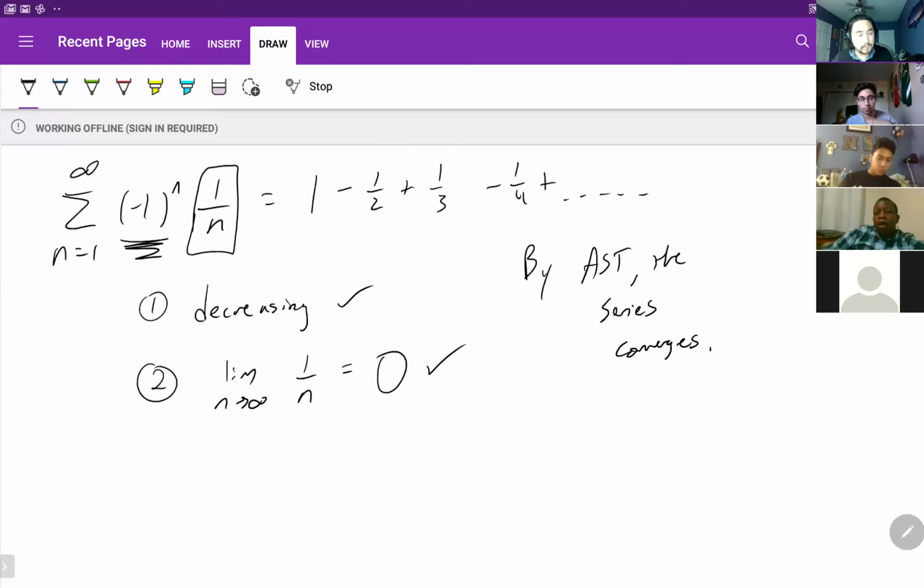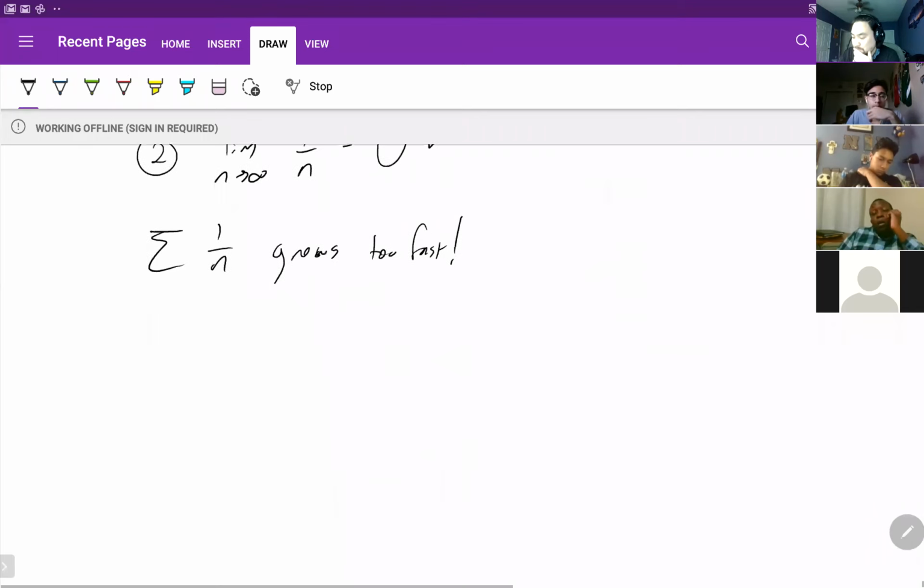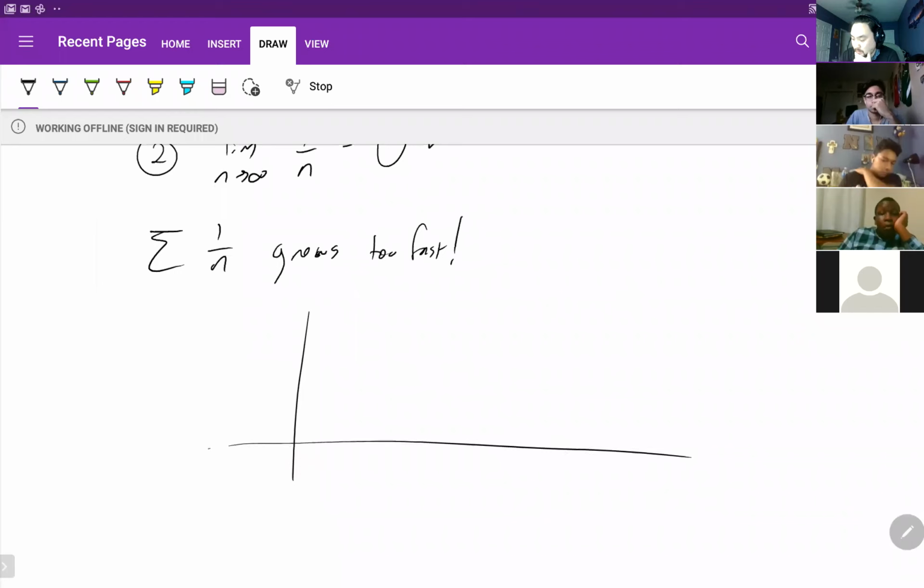Do you guys notice that, right? 1 over n grows too fast, right? So what we can conclude is that with the alternator, it's taking away from the sum enough for the numbers to converge into a number. Do you guys see what I'm trying to say here? Yeah.